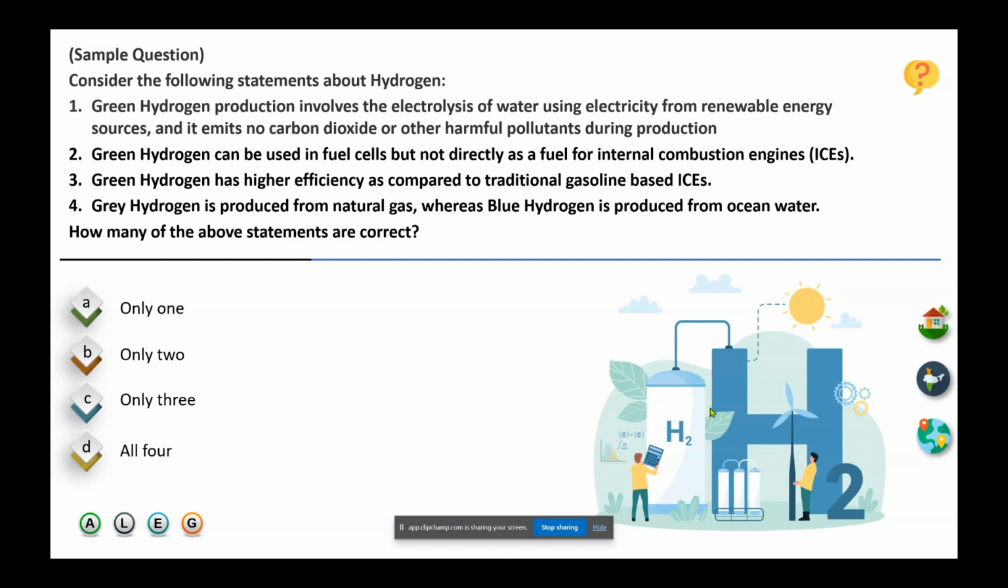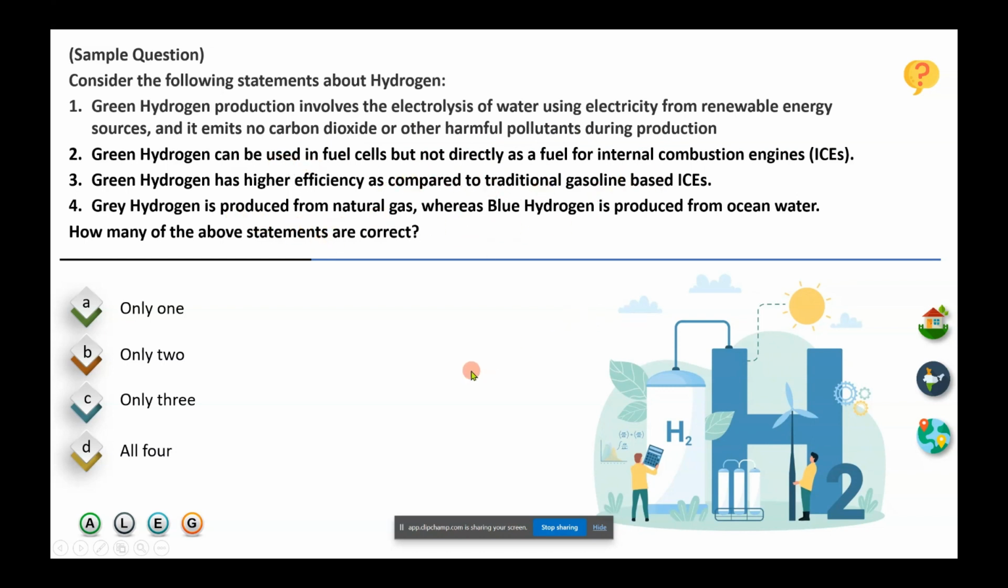So let's rejig things a bit. Although I have a storytelling method, let's try reverse engineering for a new approach. So there is a question in front of you right now. You can pause the screen and go to that question. There are some statements about green hydrogen particularly: renewable energy, green hydrogen fuel cells, higher efficiency, gray hydrogen.